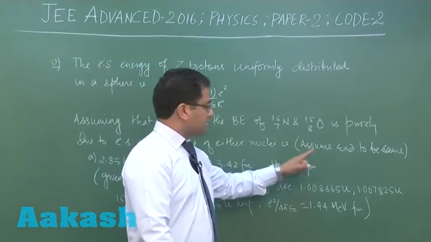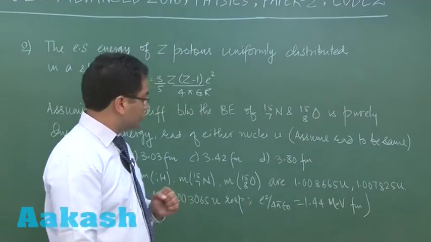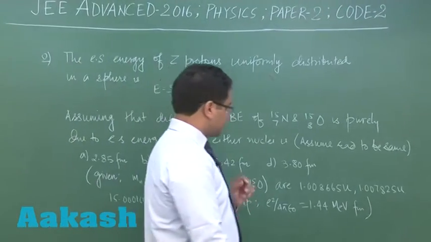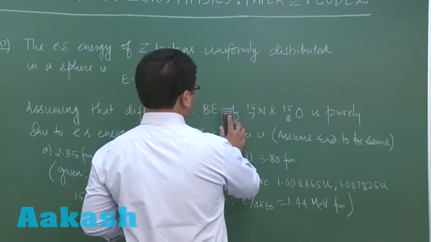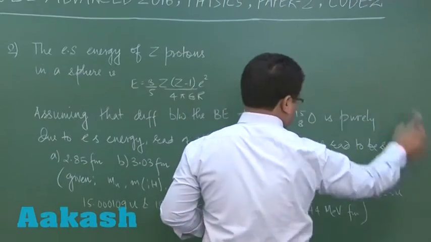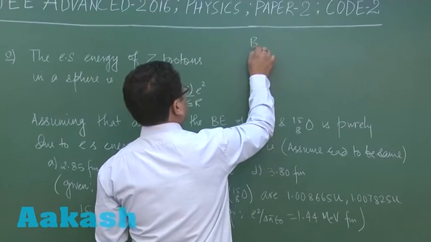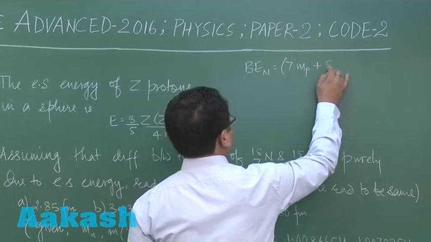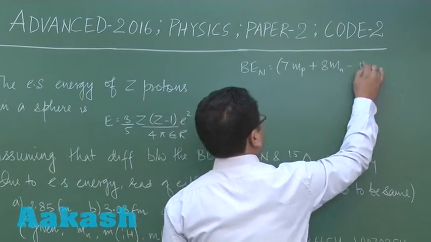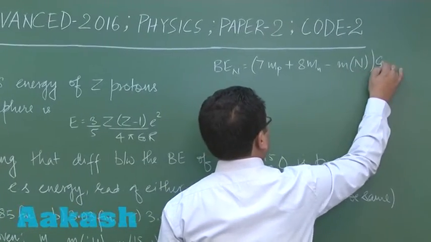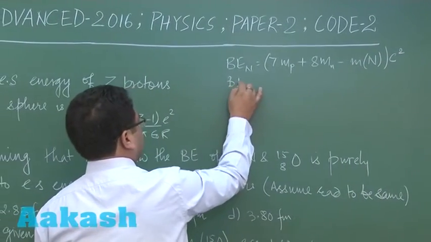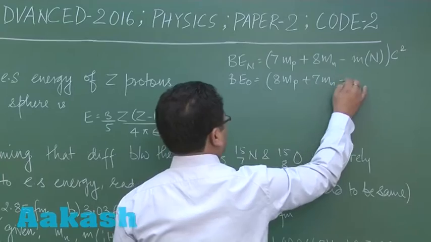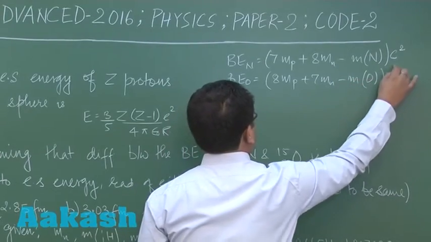And one assumption that's given by the question, the radius has to be taken to be the same. Rest all the data are given in front of you. Let's try to calculate. This involves quite nice arithmetic. First of all, binding energy of nitrogen, that will be 7 mp plus 8 mn minus mass of nitrogen, times C square. Likewise, binding energy of oxygen would be 8 mp plus 7 mn minus mass of oxygen, times C square.